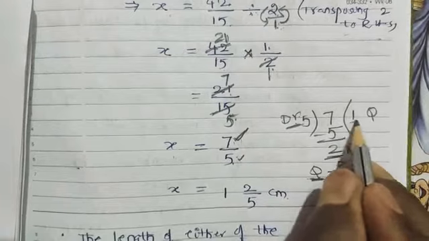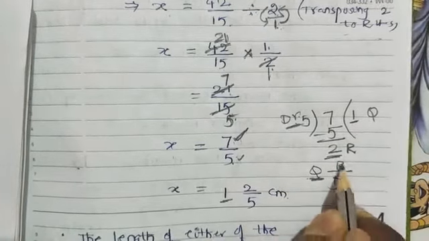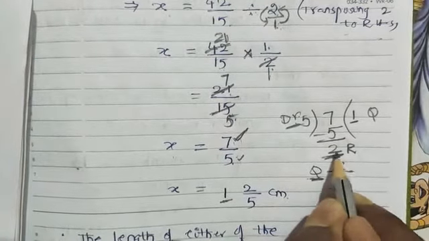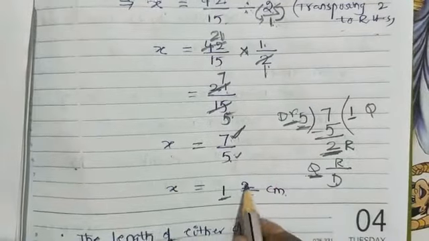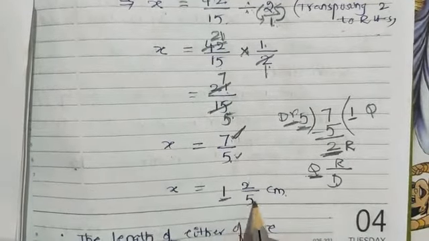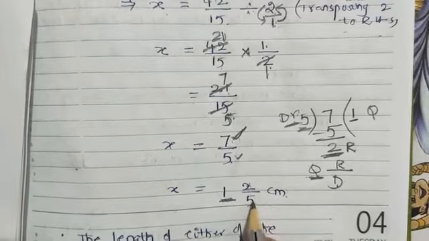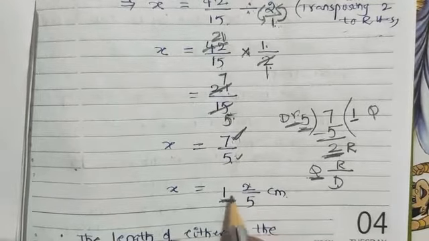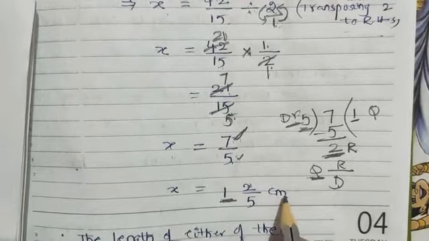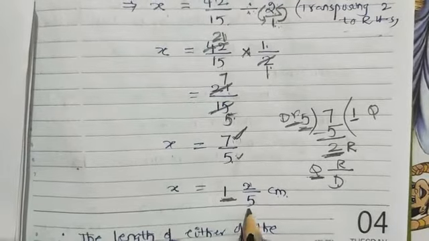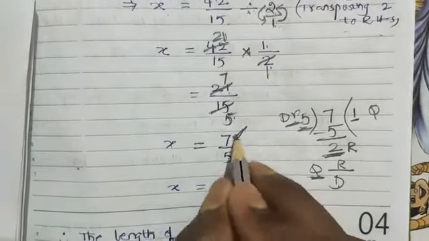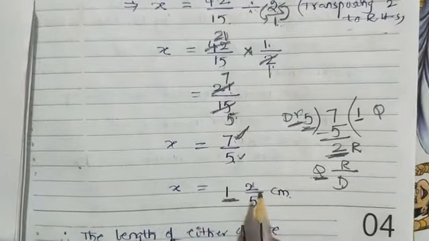Here the quotient is 1, so 1. Remainder by divisor: the remainder is 2, the divisor is 5, so 2 by 5. 1 and 2 by 5. 1 is the whole number part. 2 by 5 is the fractional part. So 1 and 2 by 5 is the answer. Whether it is correct or not, checking process: 5 into 1, 5 plus 2, 7, and the denominator is 5. So it is correct only.